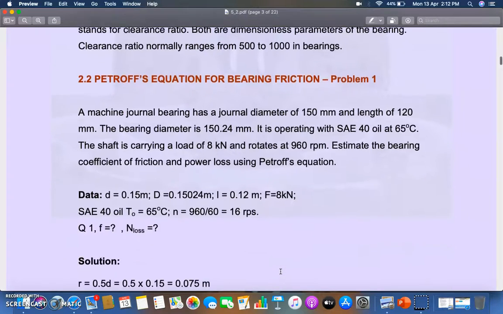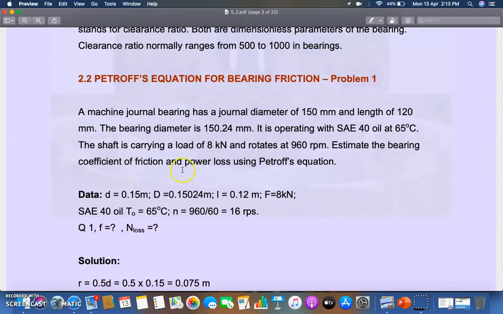Now moving towards a problem, which you should understand, meaning how you can solve bearing-related problems. First, see what the problem is. A machine journal bearing has a journal diameter of 150 mm and a length of 120 mm. The bearing diameter is 150.24, which will give you the value of clearance, and it is operating with SAE 40 lubricating oil at 65 degrees C, and the shaft is carrying a load of 8 kilonewton and rotates at 960 rpm, which you should convert into RPS.